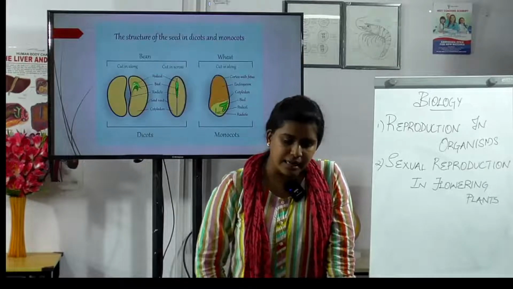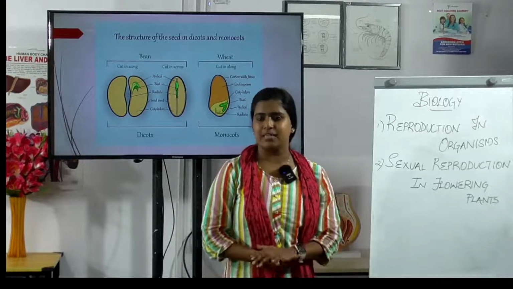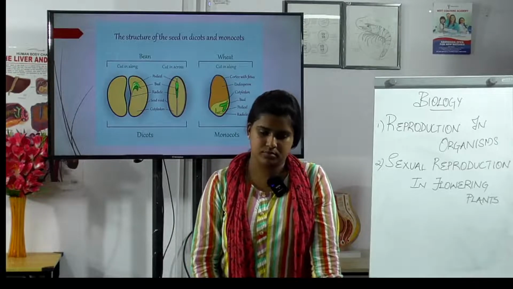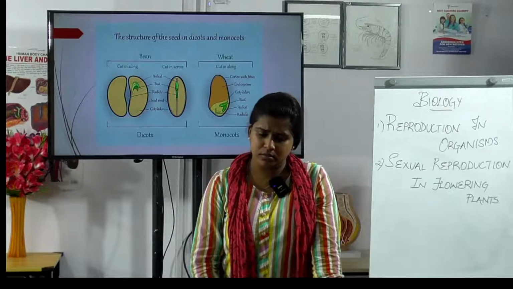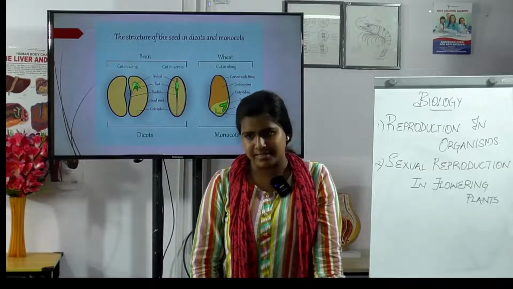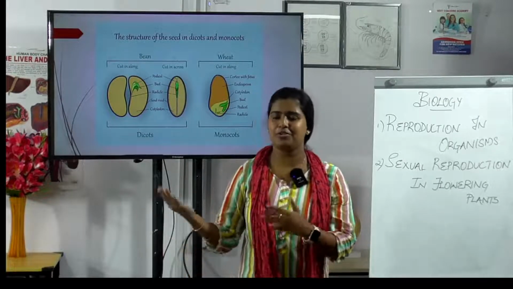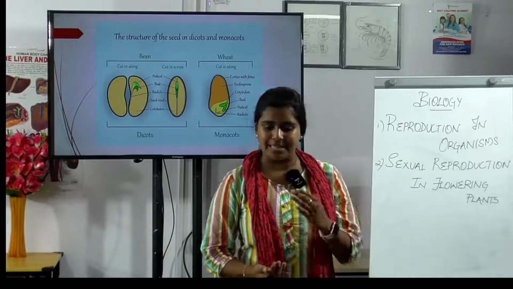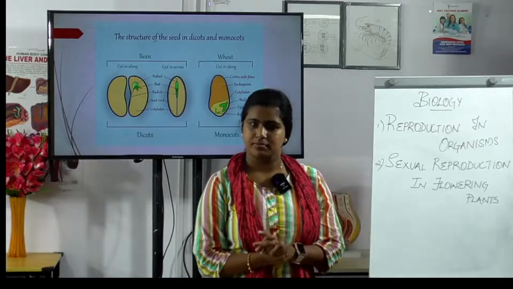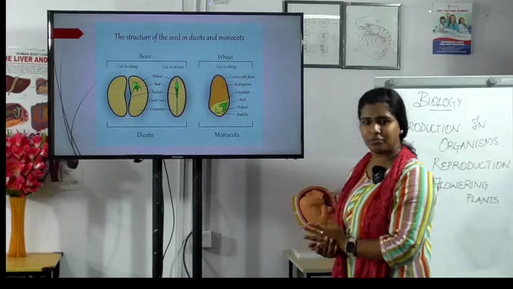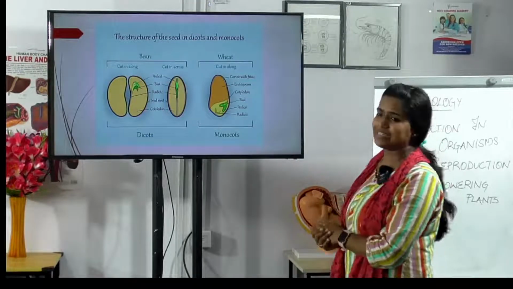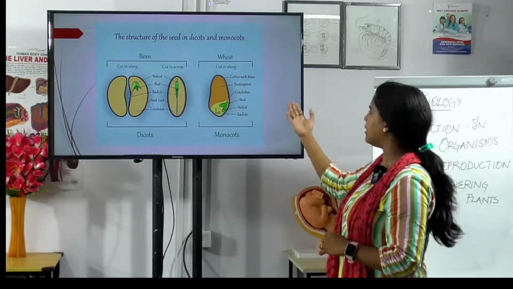Okay, now let us see the development of a seed. How does a seed develop? Develops from the ovule. Yes, transformation of the ovule leads to the seed, and these seeds are formed into what? Fruit. Yes, fruit. Okay, and this is the structure of the monocot and the dicot.